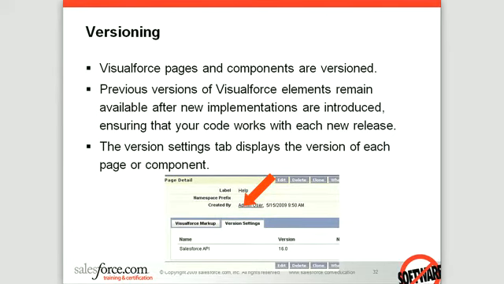Versioning, we talked about that. Versions allow us to associate a version, therefore ensuring that your code works with each new release, because we leave that version equal to whatever it is. You could then also go in and update that, right?